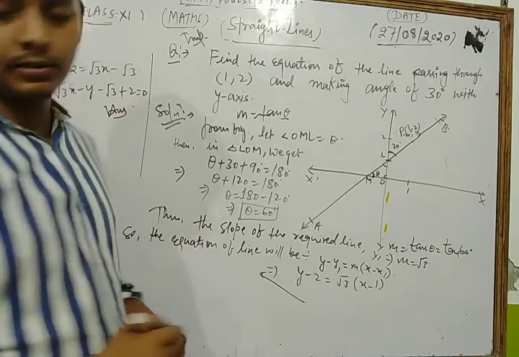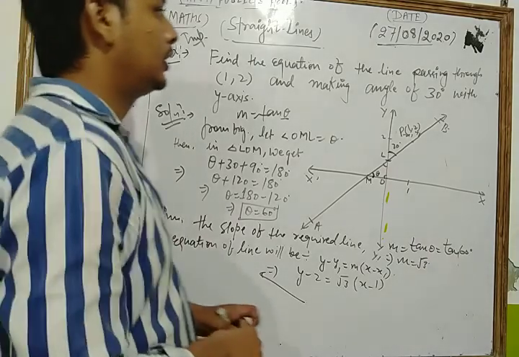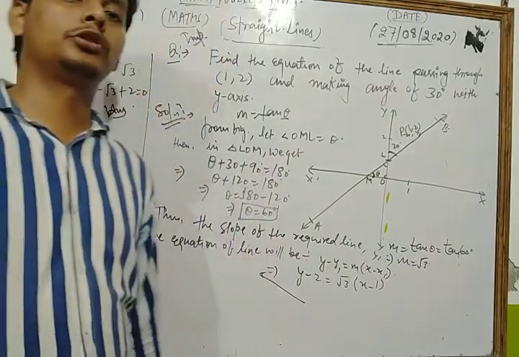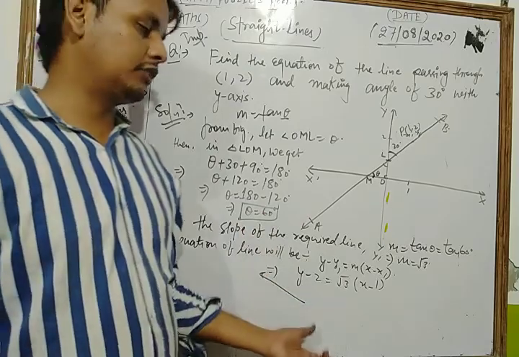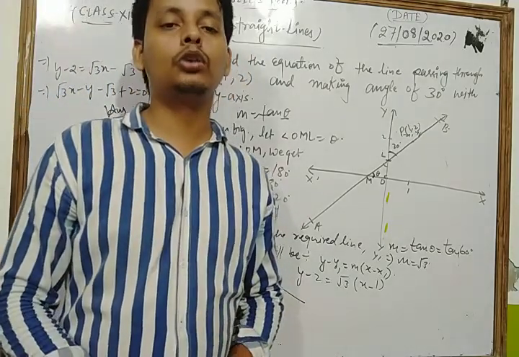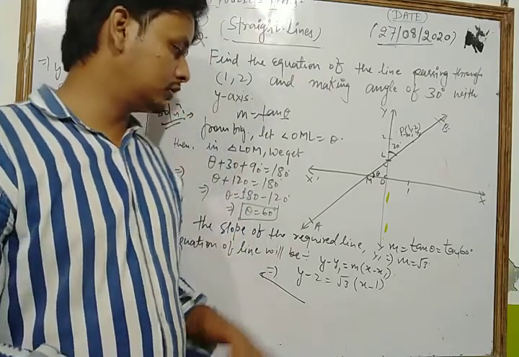So dear students, in this way you can solve each and every question of your NCERT exercise based on the equation of line y minus y1 is equal to m times x minus x1. Now we take and solve one more important question of your NCERT exercise based on the same concept.